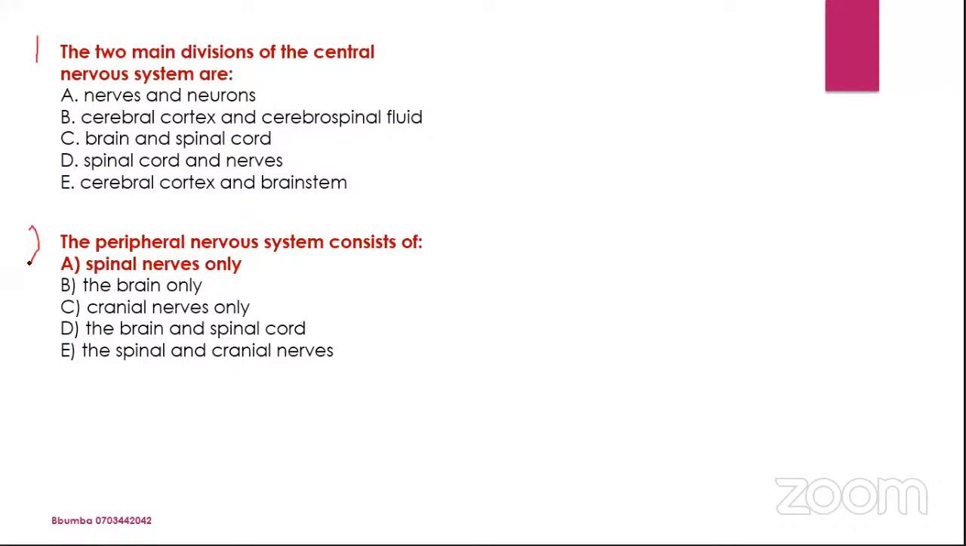The two main divisions of the central nervous system are... You can always type your answers in the chat box, or you may raise your hand. IVK says that it is C, that is brain and spinal cord.